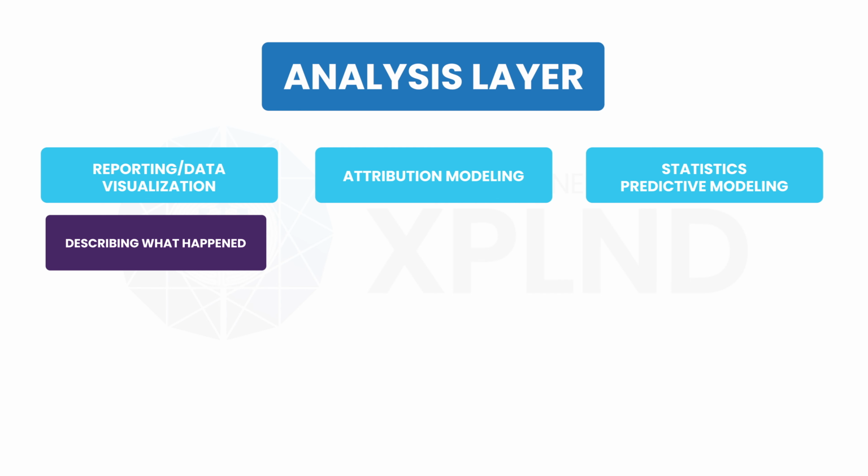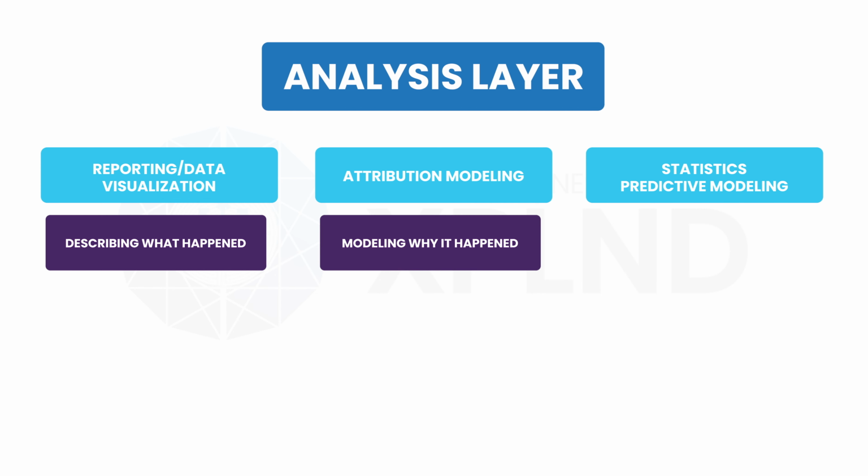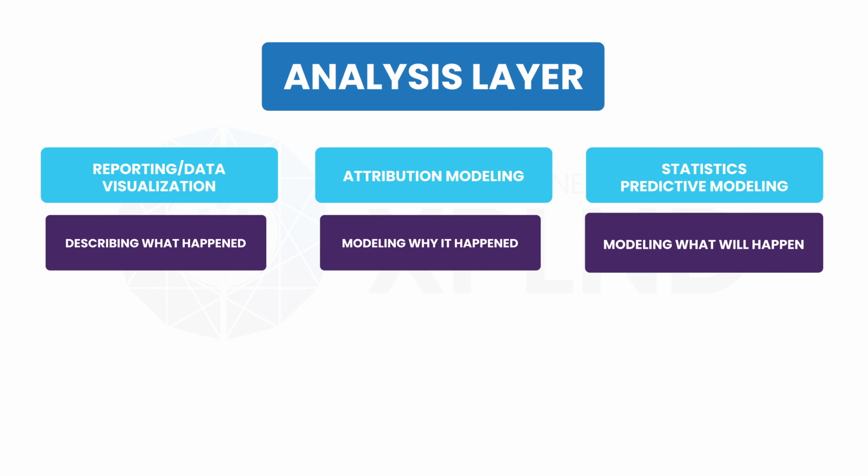Your attribution modeling is going a little deeper and modeling why that happened. What do you attribute it to? What impacted it, right? And your statistical predictive modeling is looking at what will happen. So any tools that help you do that are part of your analysis layer of your marketing tech stack.